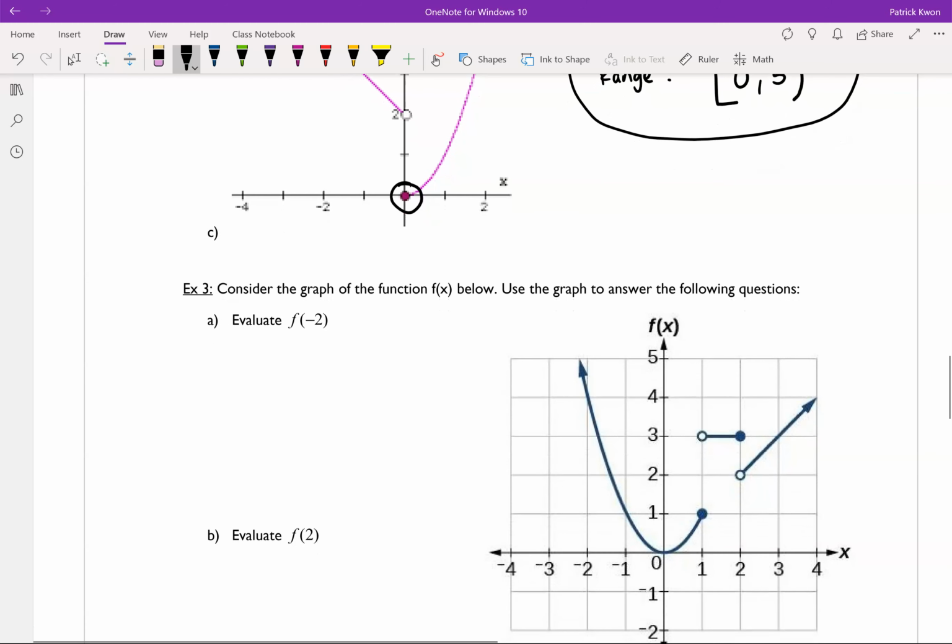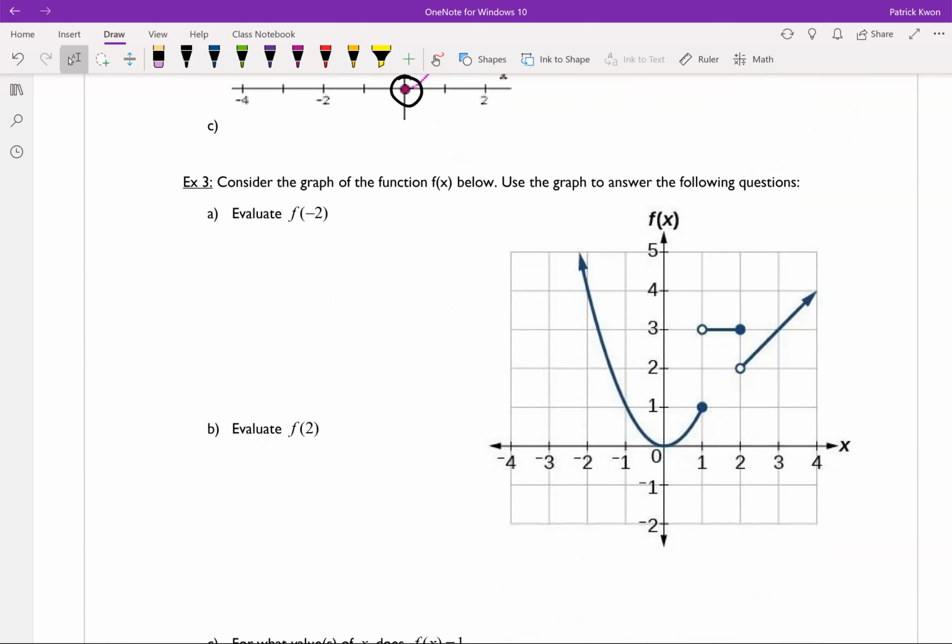Let's move on to example 3. It says, consider the graph of the function f of x below. Use the graph to answer the following questions. Remember from our video, the way that we pronounce this is f of -2. All that means is when we plug in -2 into our function as an input, what is our output?